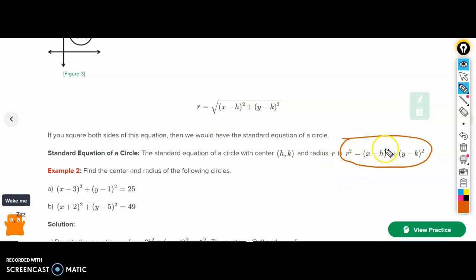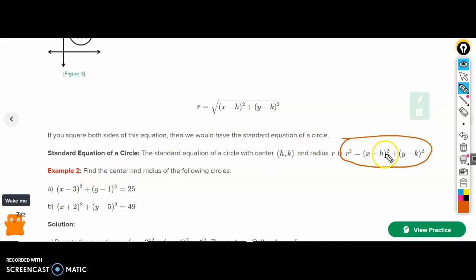Okay, so sometimes they reverse these. You have the x minus h squared part plus y minus k squared part first, equals r squared. And you can see an example too. It says find the radius and the center of the following circles. Now these minus signs are part of the equation.